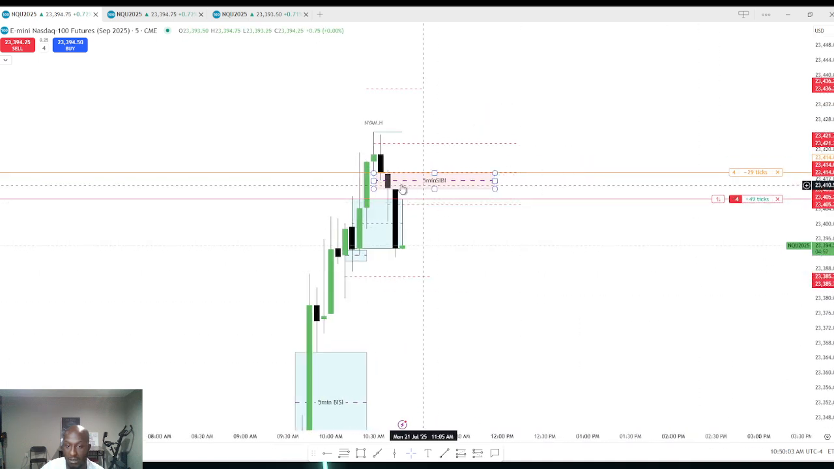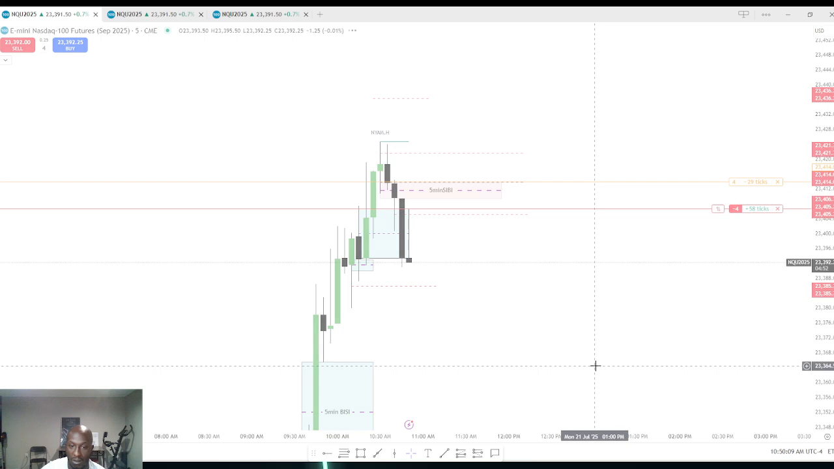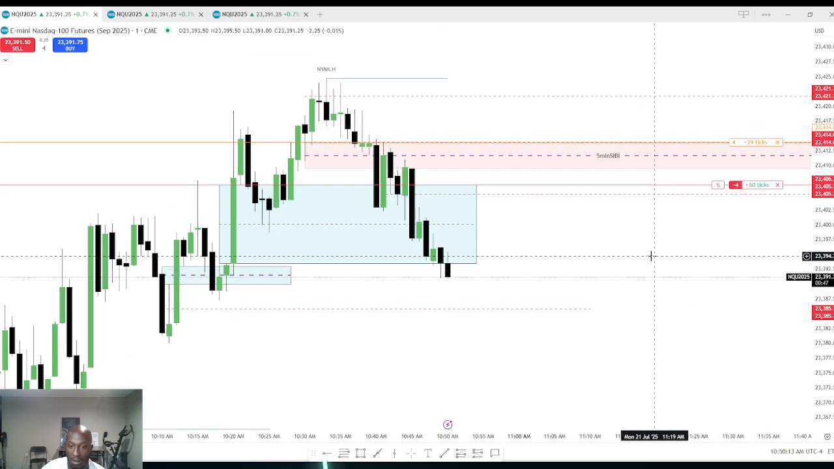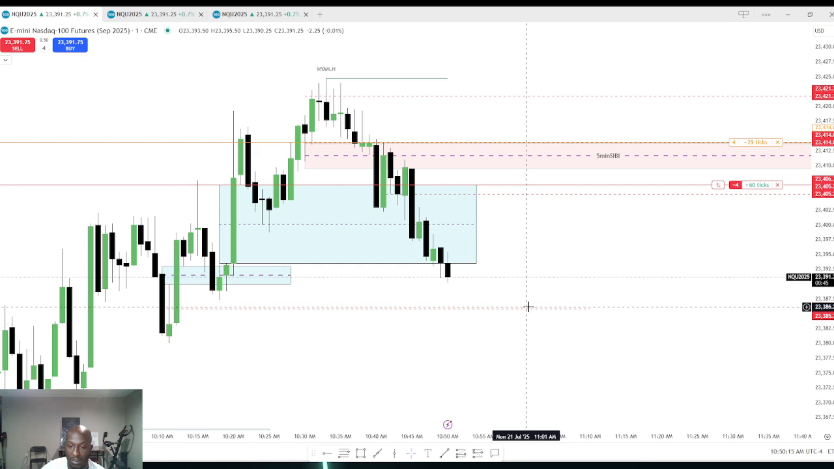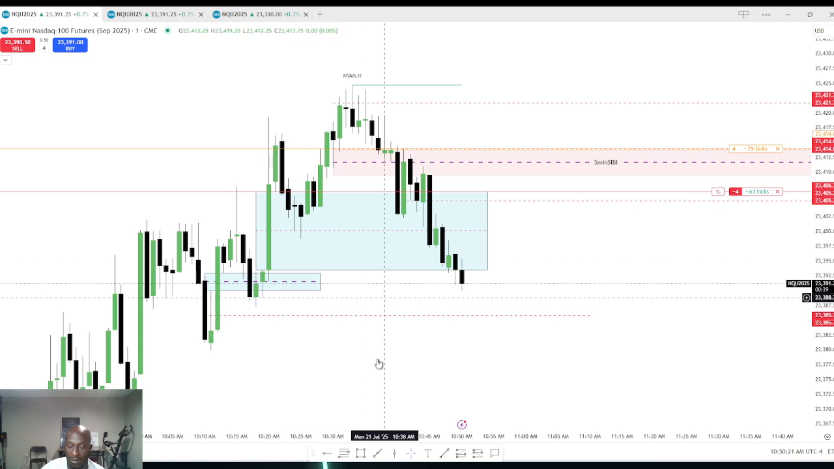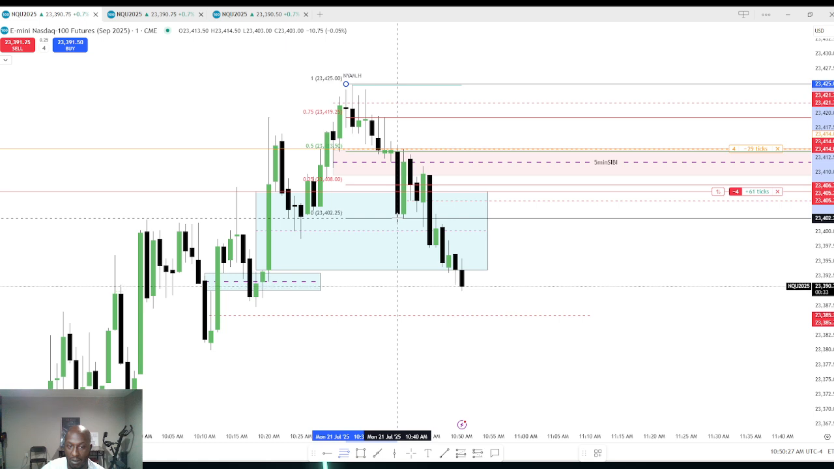All right, so we got a close. This is a SIBI. I don't want to see it retrace back up to it at all. I want to see you get below this. And then I'm going to do some projecting. So I entered, go from here to there.